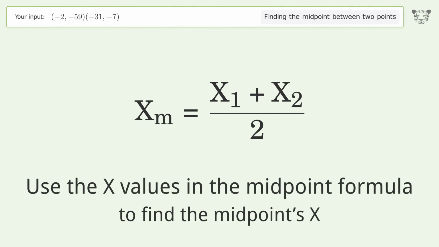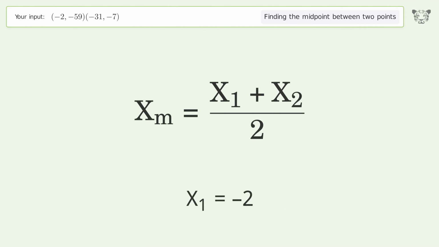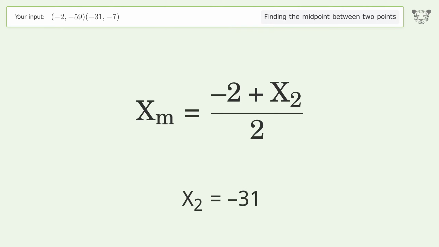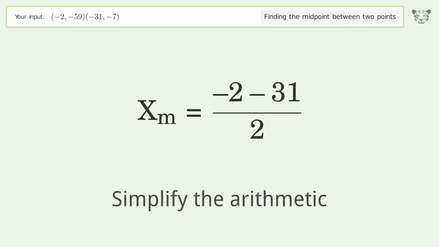Use the x values in the midpoint formula to find the midpoint's x. x1 equals -2. x2 equals -31. Simplify the arithmetic.